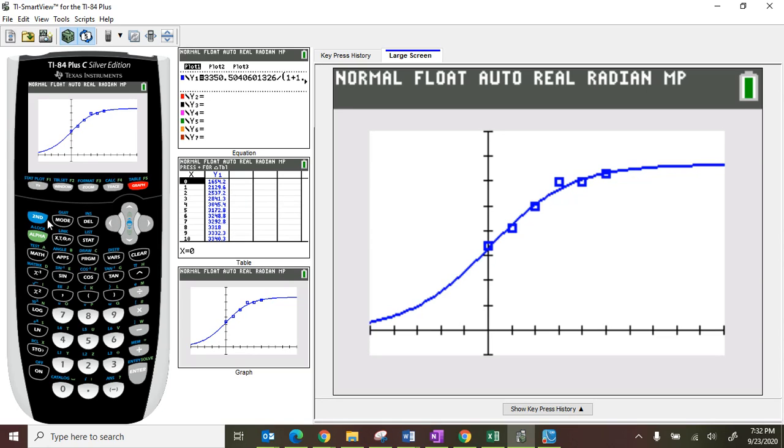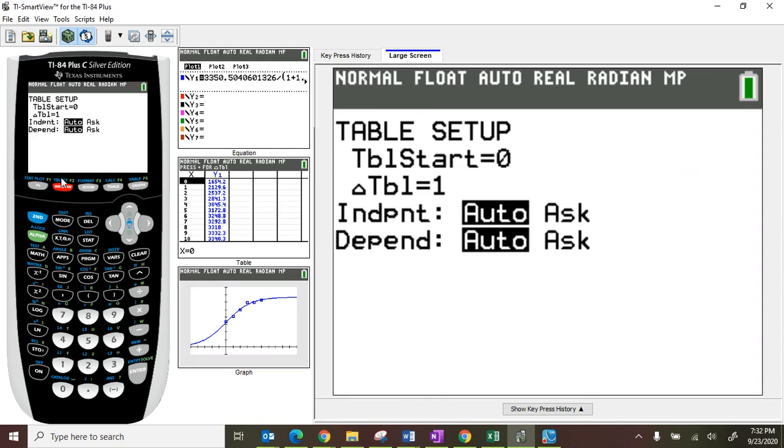So what we want to do is second window to get the top part over there where it says table. The table start is exactly where we're starting. We're going to start at 0. We could put it at any value. We could start at 1,000, 500, 2, or -3, whatever we want.